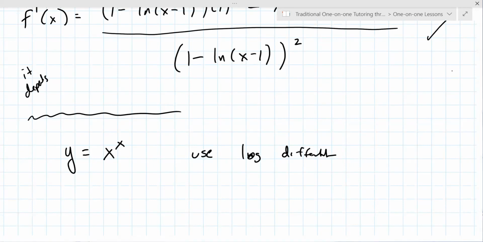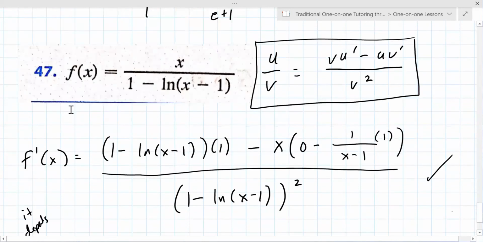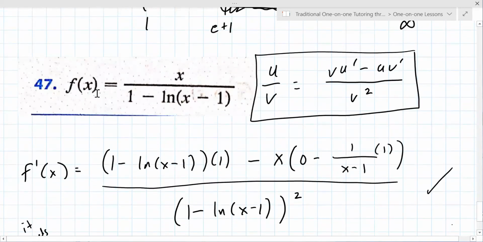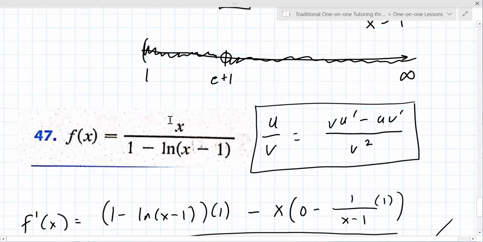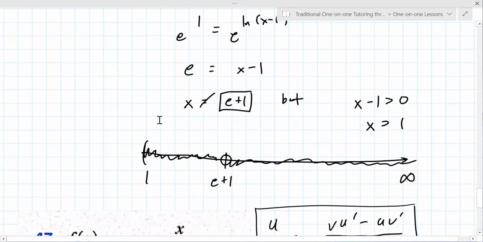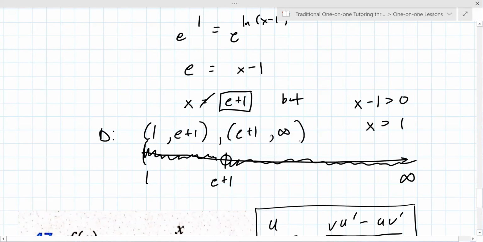I got one more question about the previous question. Sure, go ahead. So to write the answer for the domain, what would it be? Oh, I'm sorry, I did all this work up here and didn't make that clear. The first thing we figured out is that e plus 1 is excluded and that x has to be greater than 1. So the domain is from 1 to e plus 1, comma, e plus 1 to infinity. Okay.